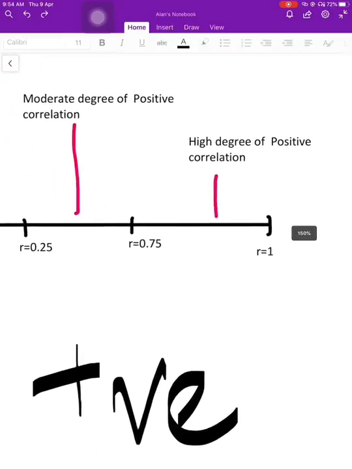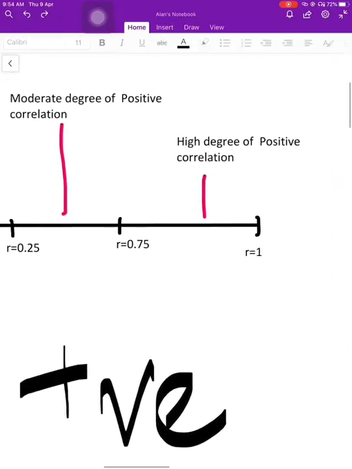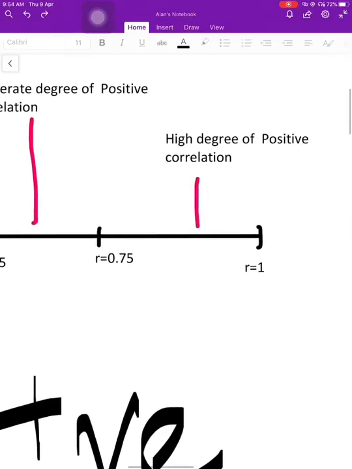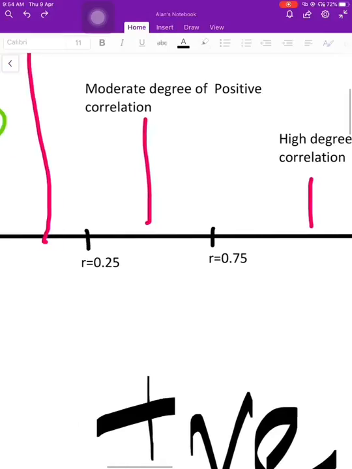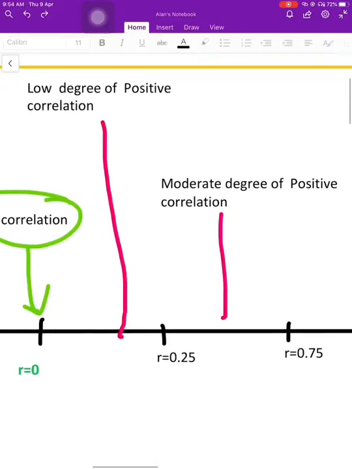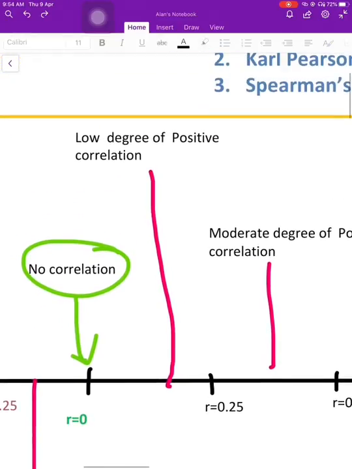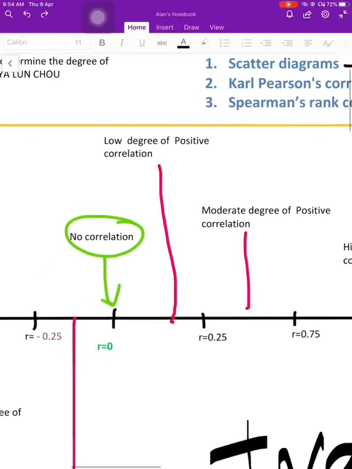Between 1 and 0.75, we can see that there is a high degree of positive correlation, as you can see on the screen. Again, between 0.75 and 0.25, there is a moderate degree of positive correlation. Between 0.25 and 0, there is a low degree of positive correlation. And when r is equal to 0, that means there is no correlation at all.